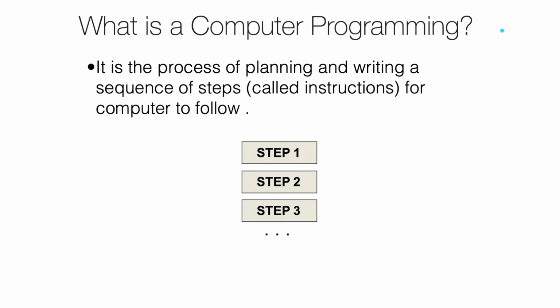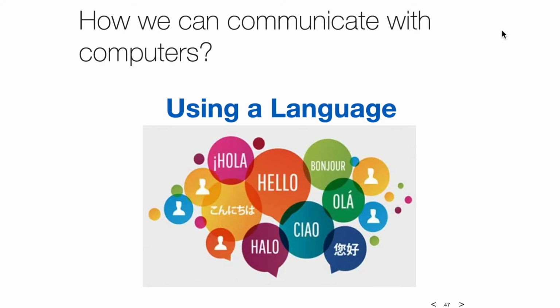And once we write this sequence of instructions, how can we tell or communicate with the computer? Because a computer cannot understand our languages. It cannot understand what we are telling it in English. It cannot understand what we are telling it in Sinhala. It cannot understand what we are telling it in Tamil. So a computer cannot understand natural human languages. Right? So then, how can we communicate with computers?